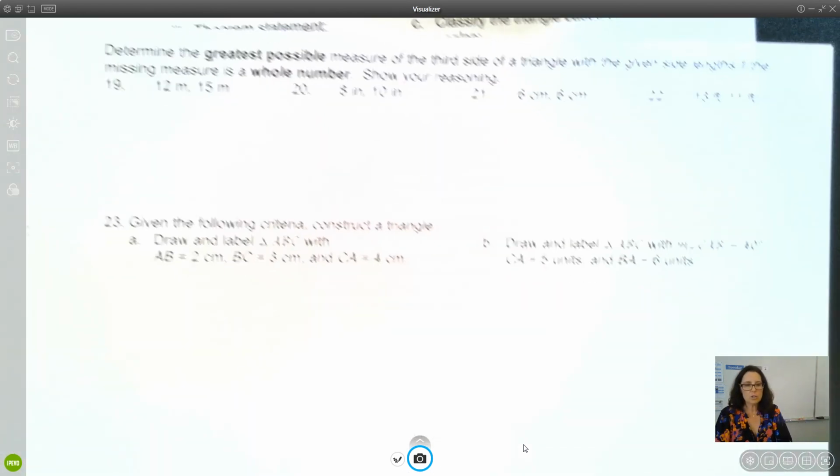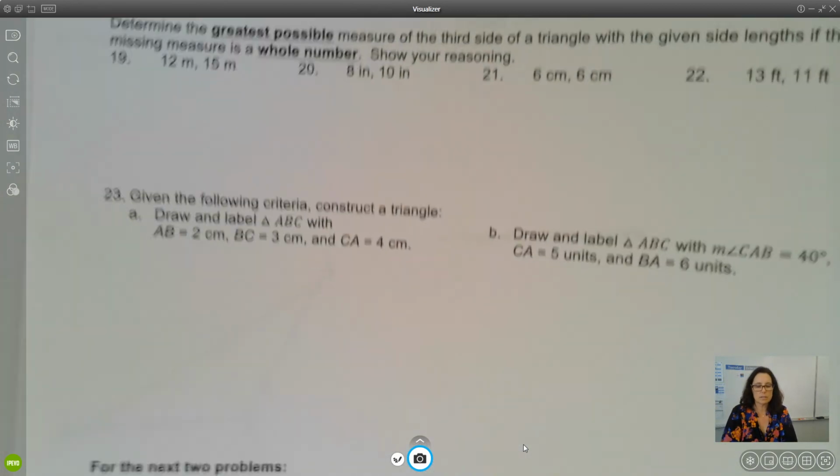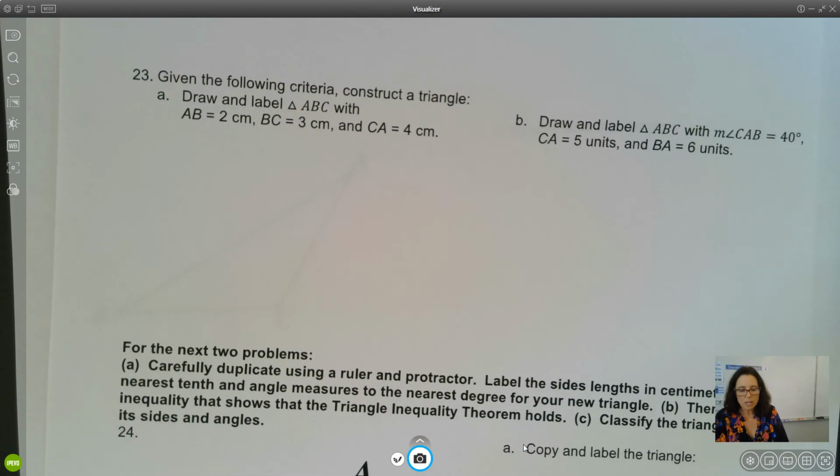All right, we need our tools again for this one. It says, given the following criteria, construct a triangle. Draw and label triangle ABC with AB being 2 centimeters, BC being 3 centimeters, and CA being 4 centimeters. Very important when constructing these triangles to use a pencil because you're going to have to erase and retry.